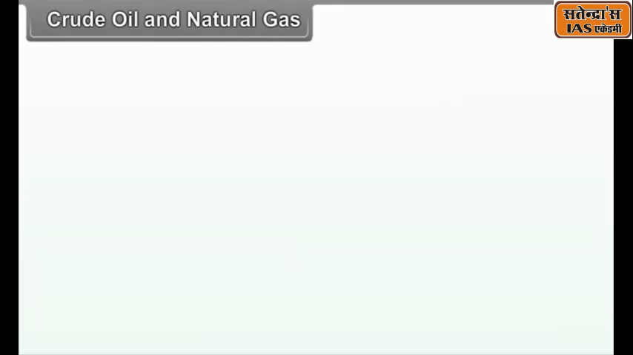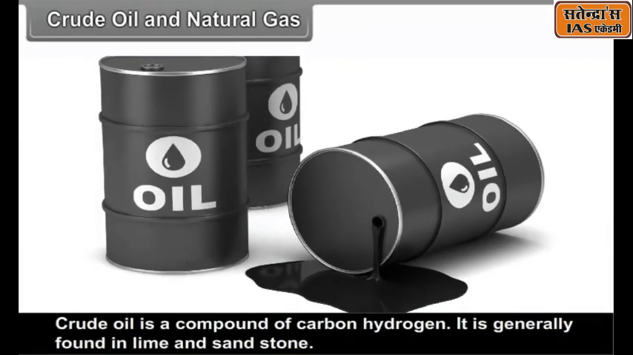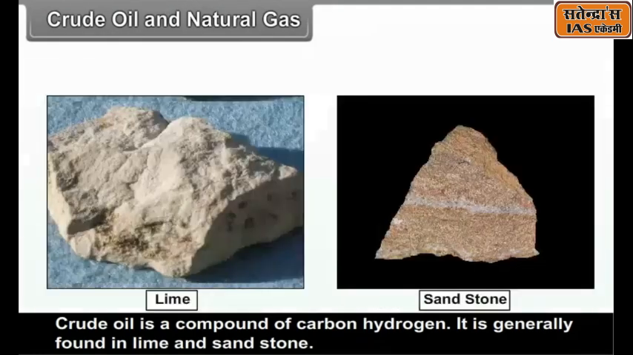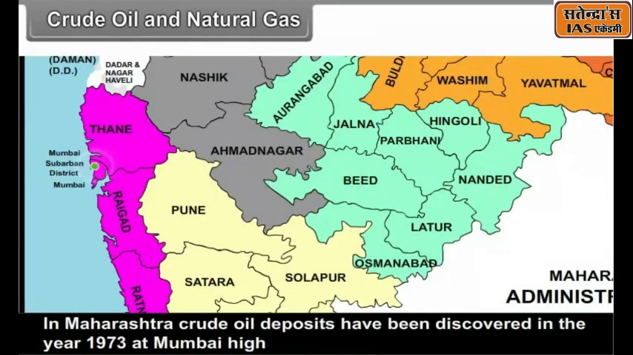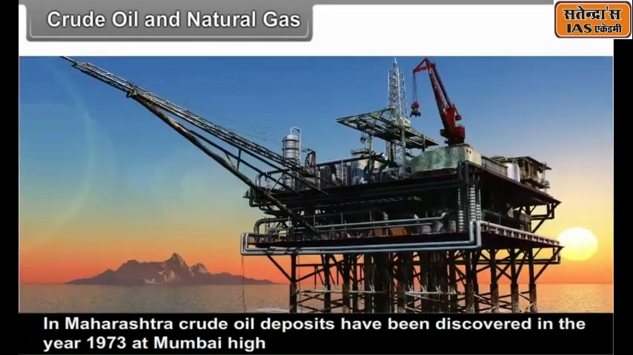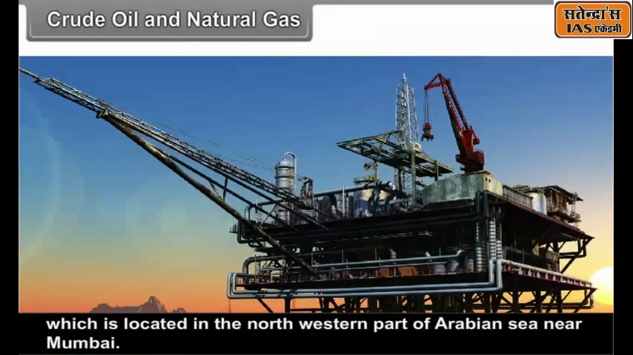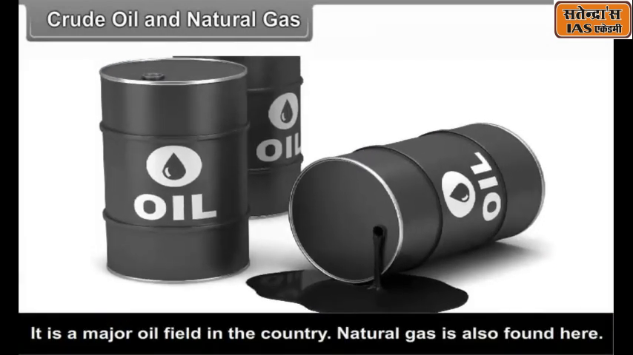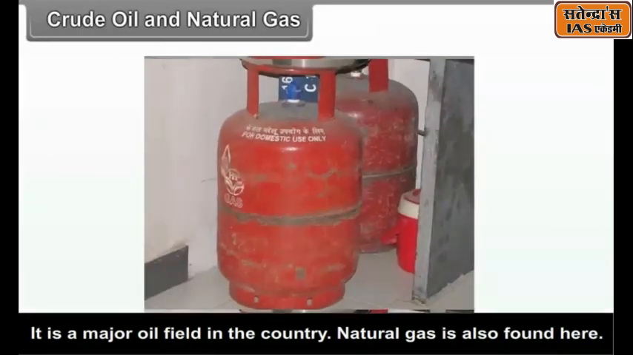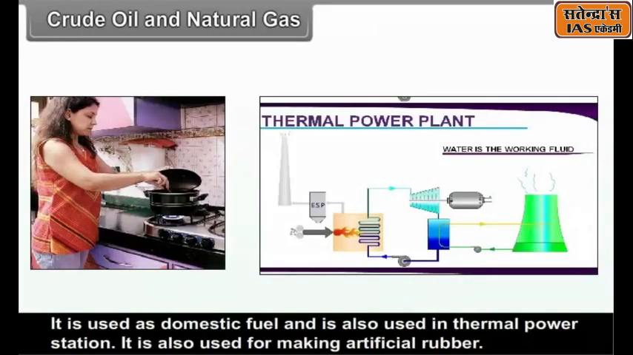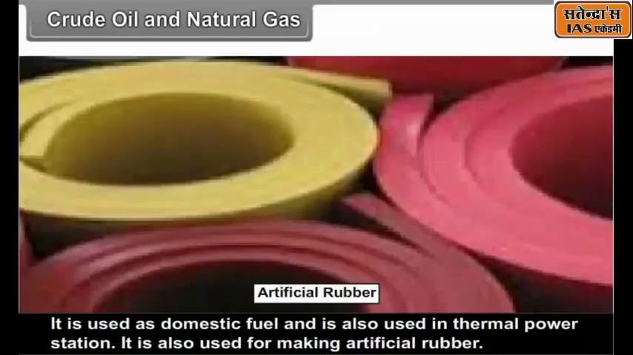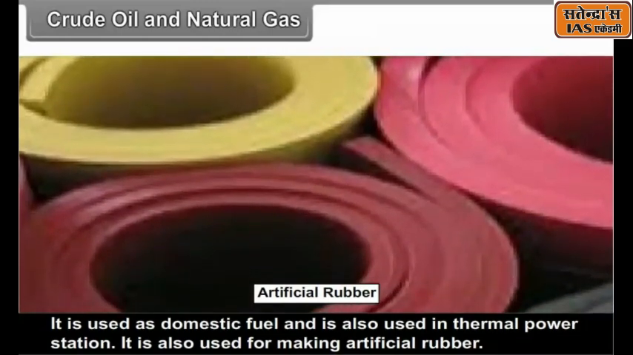Crude oil and natural gas. Crude oil is a compound of carbon and hydrogen. It is generally found in limestone and sandstone. In Maharashtra, crude oil deposits were discovered in the year 1973 at Mumbai High, which is located in the northwestern part of the Arabian Sea near Mumbai. It is a major oil field in the country. Natural gas is also found here. It is used as domestic fuel and in thermal power stations. It is also used for making artificial rubber.